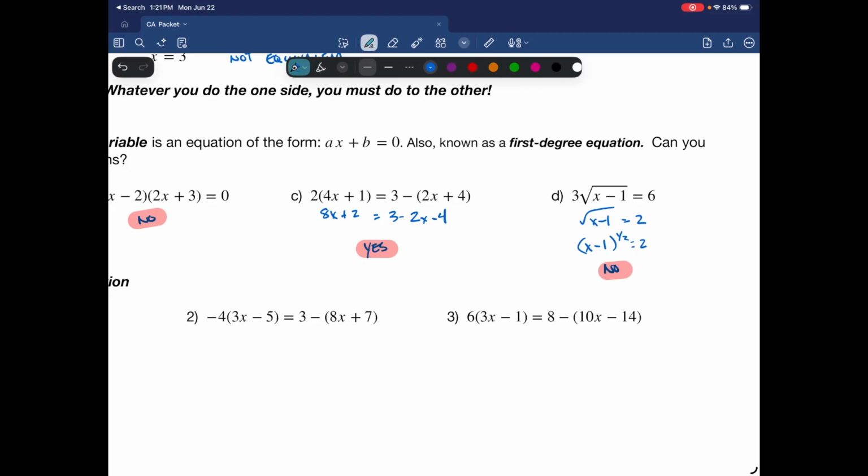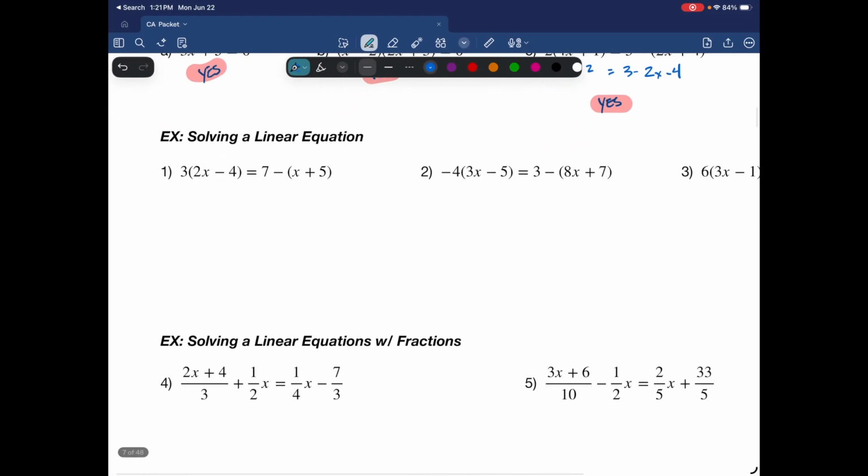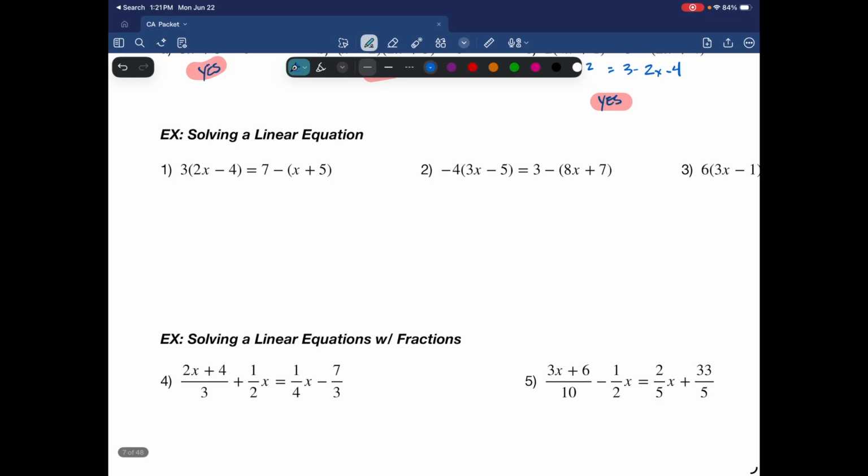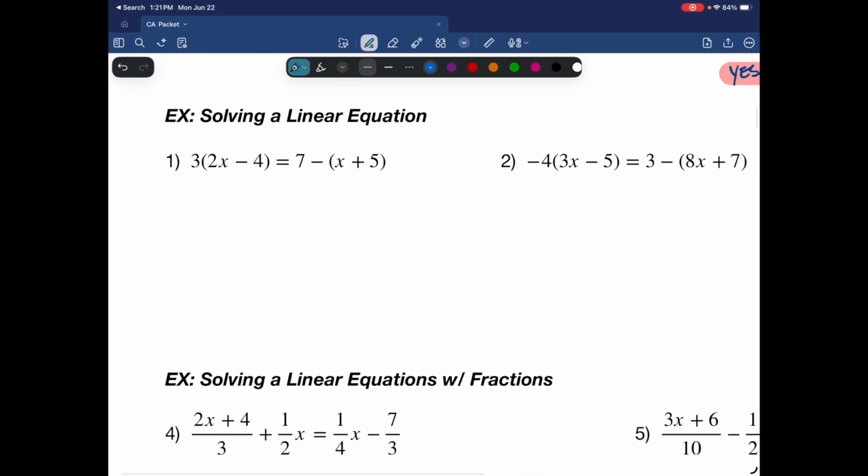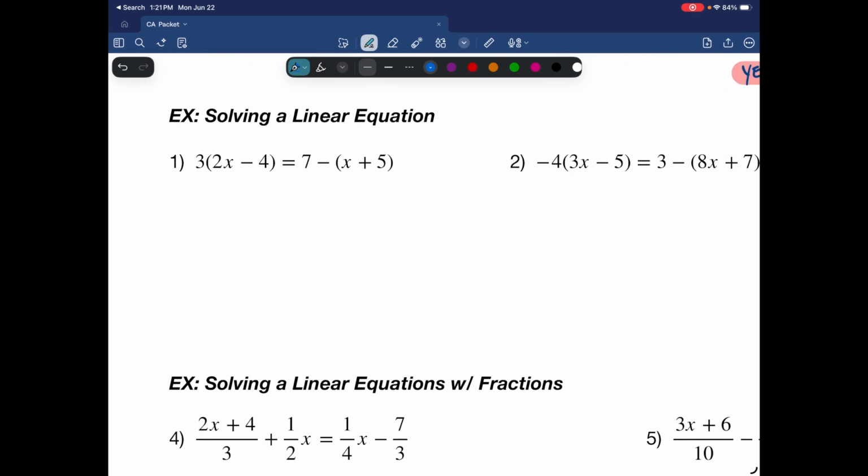The bulk of what you'll be doing in this class and going forward in other classes is, can you solve a linear equation? On number 1 here, I'm going to distribute the 3 and the negative and solve for x. So this is going to be 6x minus 12 equals 7 minus x minus 5. Clean up the right side. So we get 6x minus 12 equals negative x plus 2.